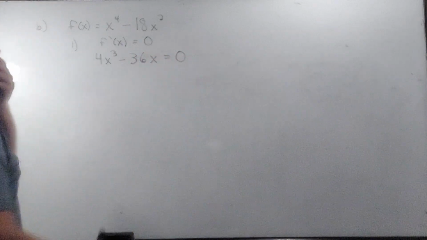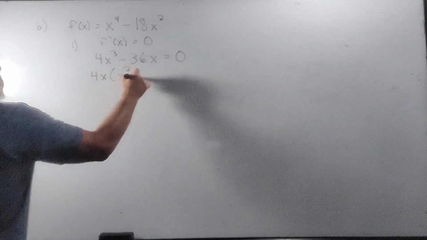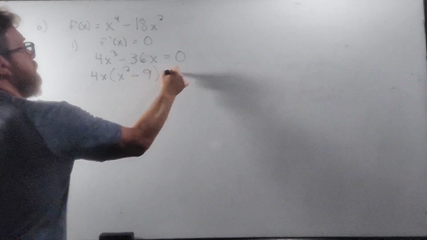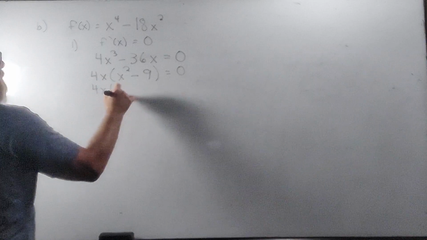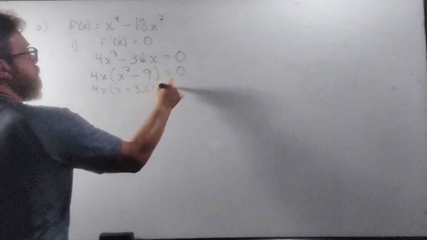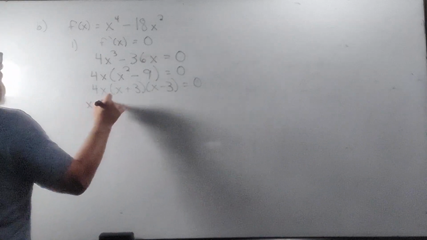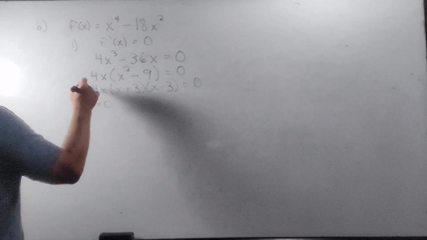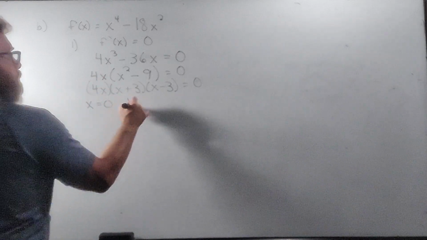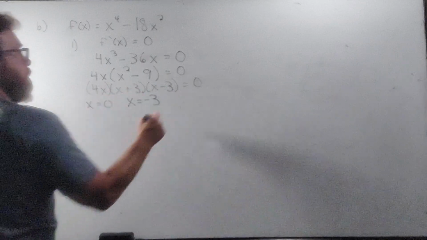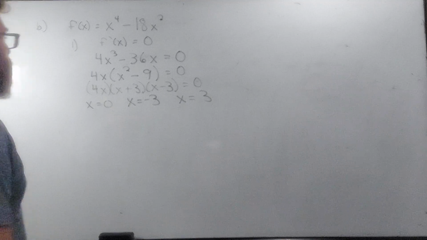Now I'm going to try to factor this so I can see that they share a 4 and also an x. So 4 and x, then I'll be left with x squared minus 9 is equal to 0. And this is a difference of squares, so 4x times x plus 3 times x minus 3 is equal to 0. So I get critical values of x equals 0 because of this one. Really, it's only the x factor. The 4 is a constant. x is equal to negative 3 from that binomial, and x is equal to positive 3 from the other.